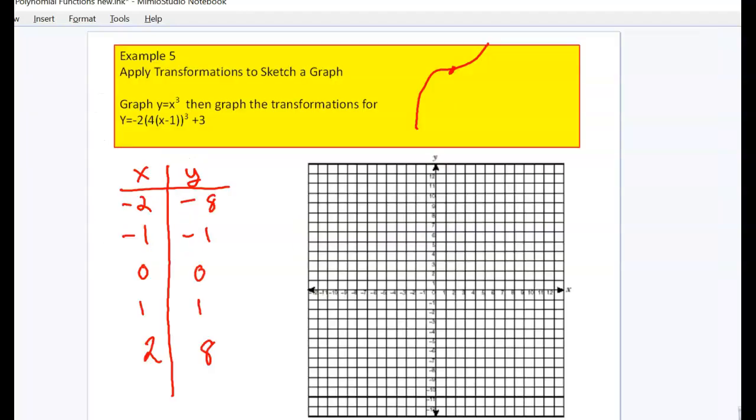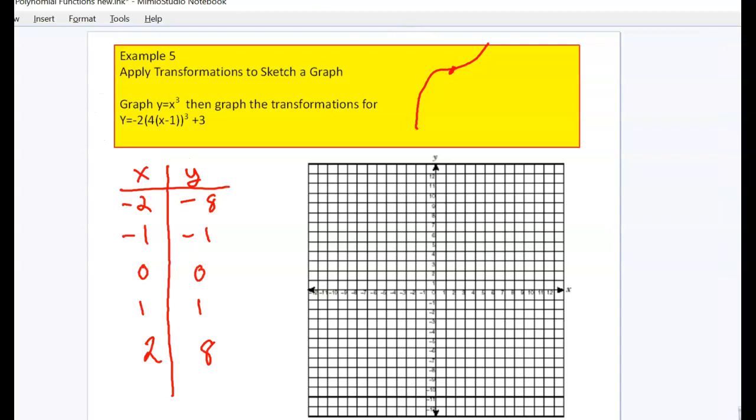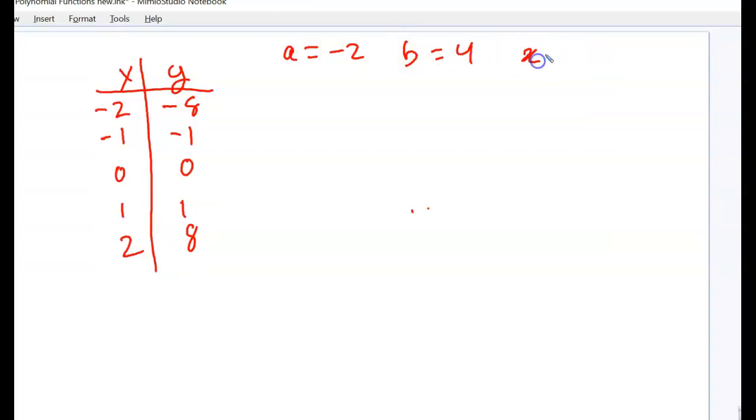Okay, now looking back at our equation, I have a equals negative 2, b is equal to 4, x or h is equal to 1, and k was equal to 3. So my mapping notation is going to be x over 4 plus 1 and negative 2 times y plus 3.